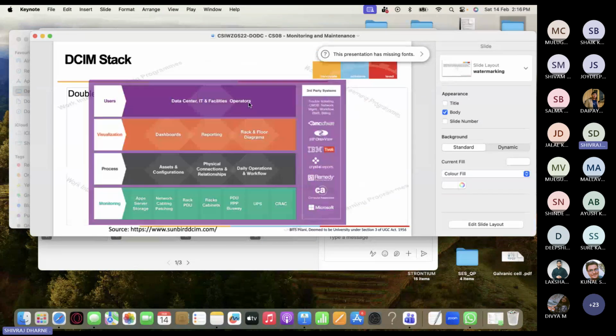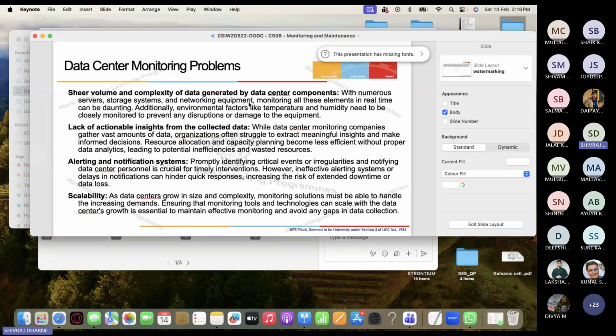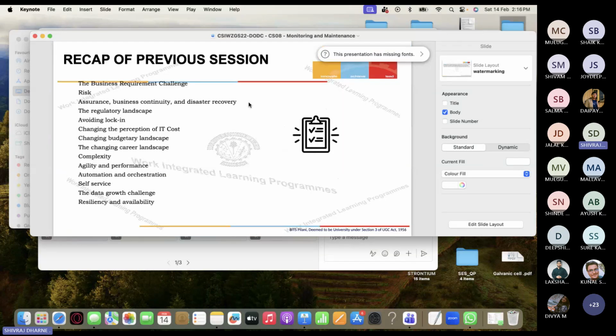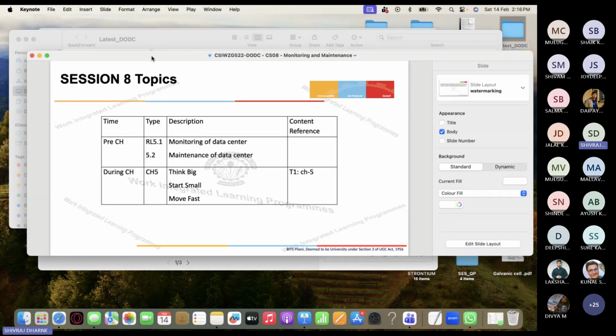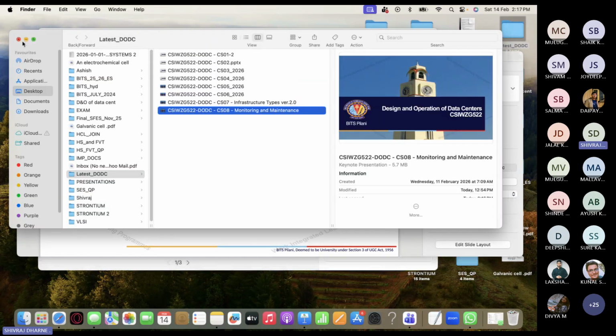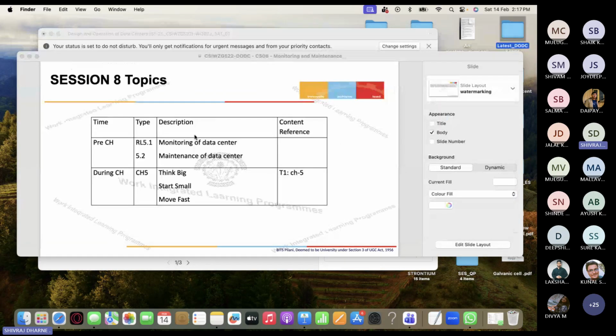Data center management monitoring. So the topics: monitoring of the data center, maintenance of the data center, and then this think big, start small, and move fast. It's very interesting, but let's understand that part.